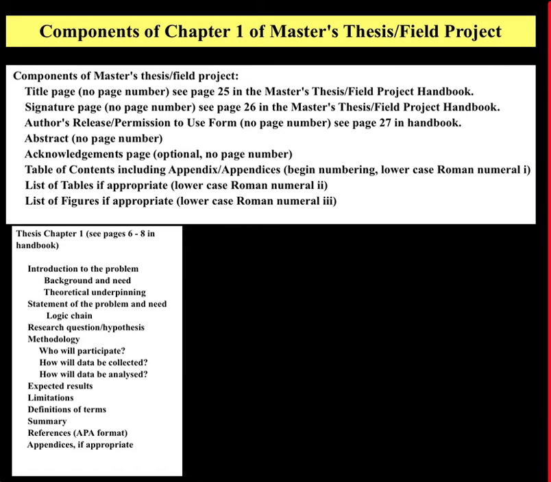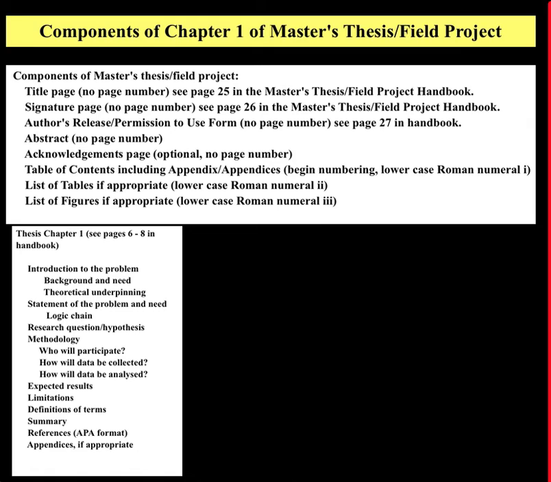Now, if you're doing a thesis, you'll want to look at pages 6 to 8 in your handbook, and that'll outline exactly the components that you should have. There'll be an introduction to the problem, and you'll establish a background and a need. There'll be a theoretical underpinning, and all of this is explained in your handbook. Next, you'll have a statement of the problem and your logic chain. Then, if you're doing a thesis, you'll have a research question or hypothesis. Then you'll have a methodology section and who's going to participate in your thesis, what your subjects are, how data will be collected. When you do actually collect data, how are you going to propose to analyze your data?